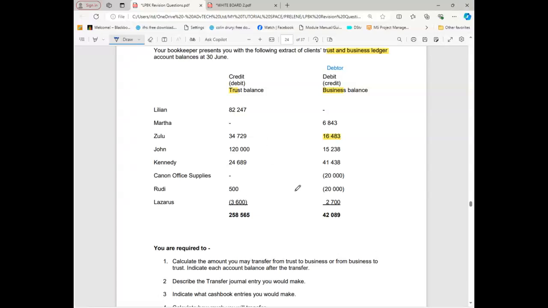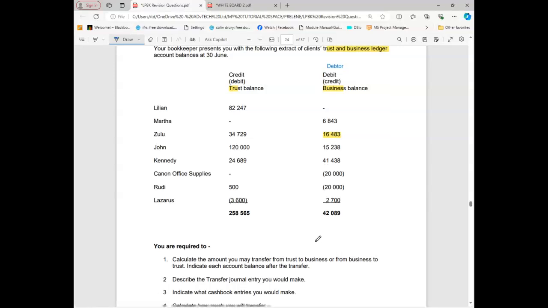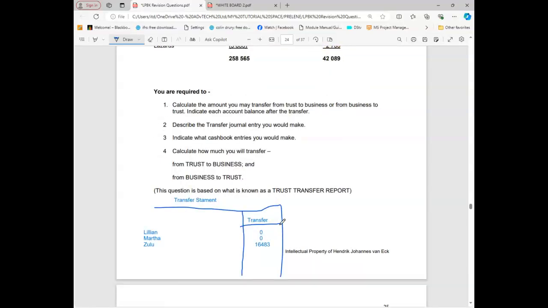Question number 1, where it says you are required to calculate the amount you may transfer from trust to business or from business to trust. Indicate each account balance after the transfer. How would that answer look? So it means after each and every transfer, you can either do them separately, but you can put them on the same thing. You can do it per name. Yeah, you can do it like this, and then thereafter.